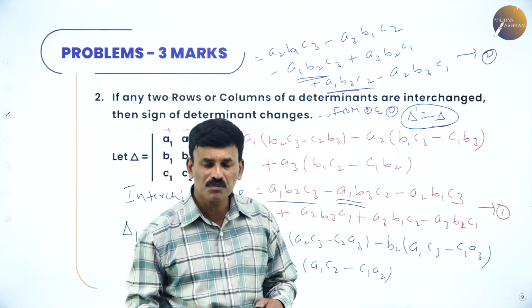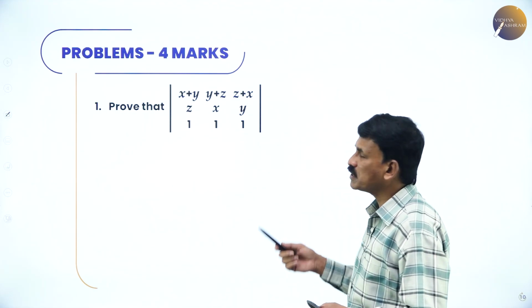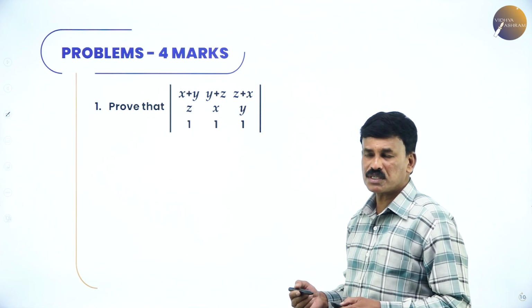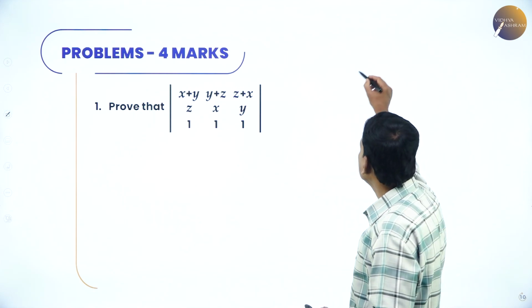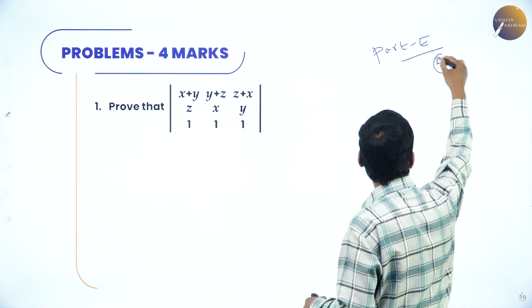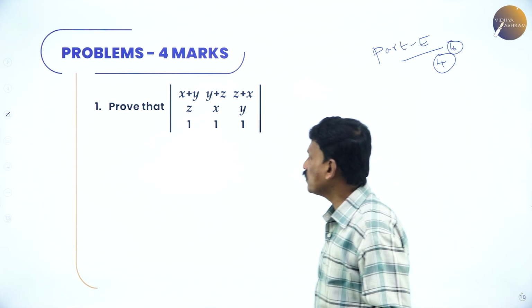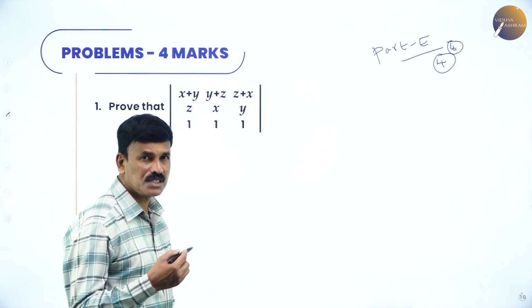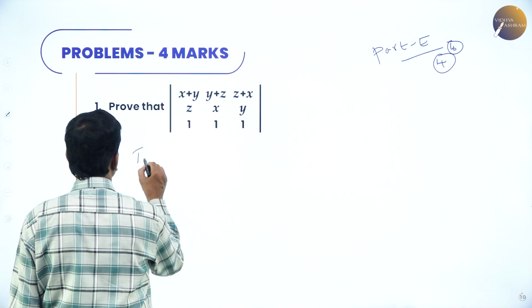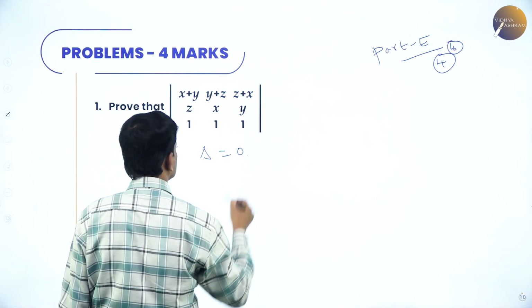Let me take some problems based on these properties. Now what are the problems? Usually you may expect this type of questions for 4 marks. In part E, you will expect one 4-mark question, that is question B for 4 marks. Now what is the problem given? To prove that the value of this determinant is equal to 0.